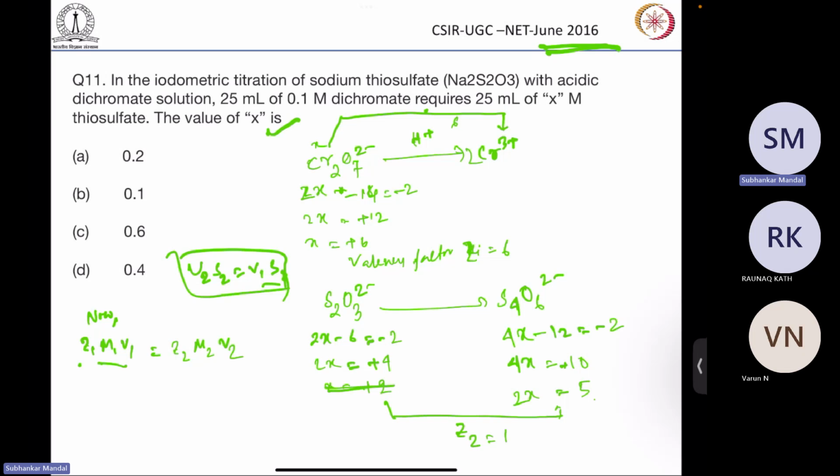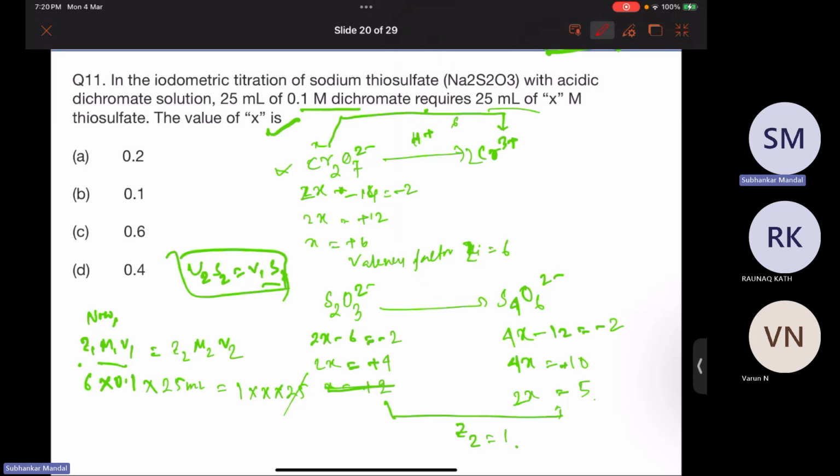Suppose this is for dichromate: Z is equal to 6 and M1 is given as 0.1 molar, so 6 into 0.1 into V, that is 25 ml. For thiosulfate, we have to calculate the X value. Z is given as 1, and 25 ml of thiosulfate. So 25 cancels out, and X is equal to 6 into 0.1, that is 0.6 molar. This is how you can calculate. So the answer is C.